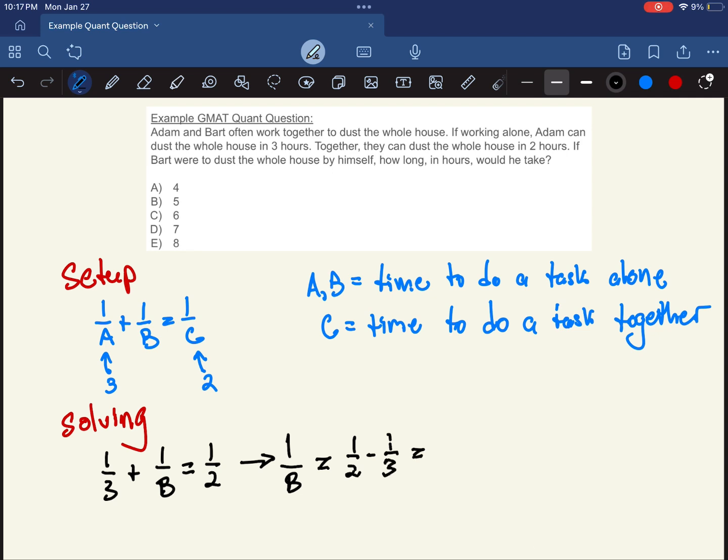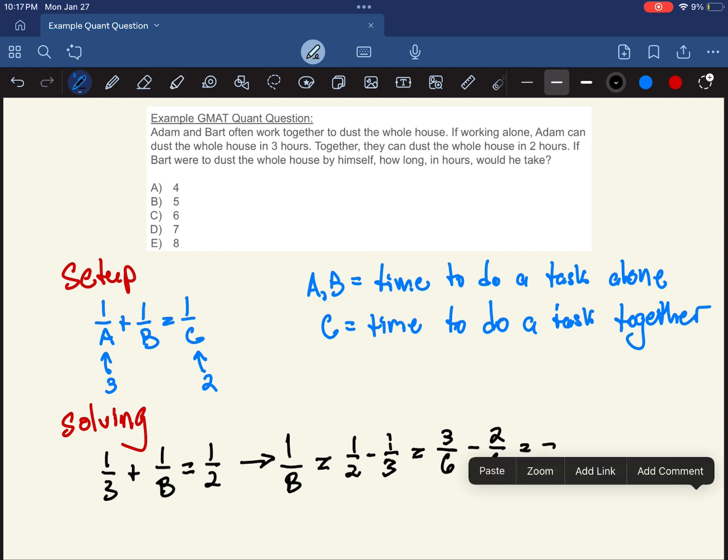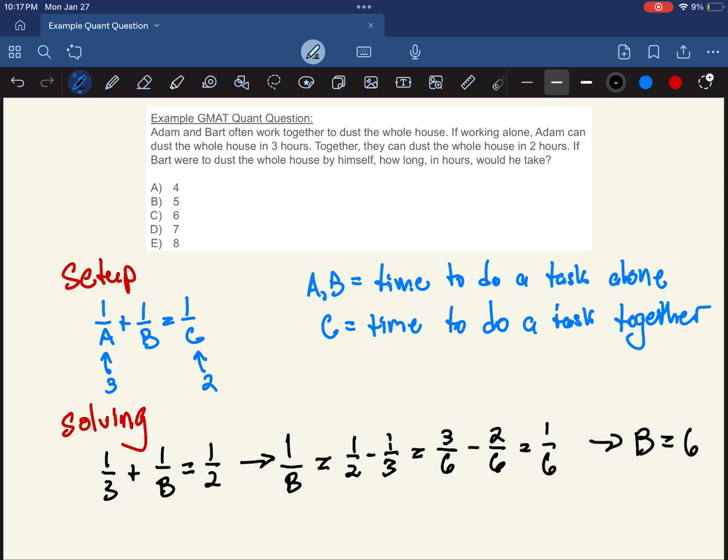And to subtract fractions that don't have a common denominator, we have to make them have a common denominator. So I'll choose 6 as the common denominator here. And it's clear that 1 over B equals 1 over 6. So B equals 6. So that would be C in the answer choice above.